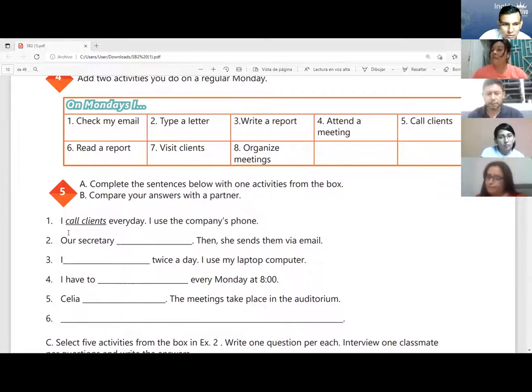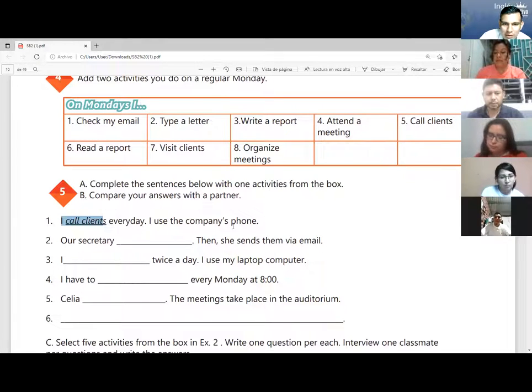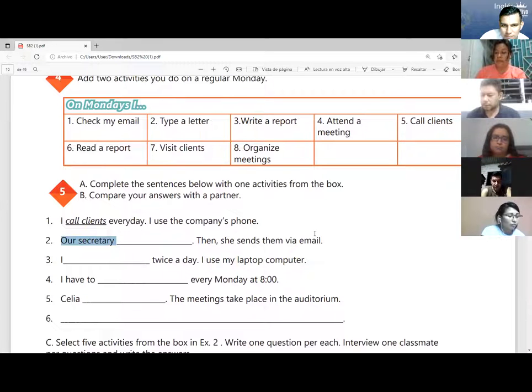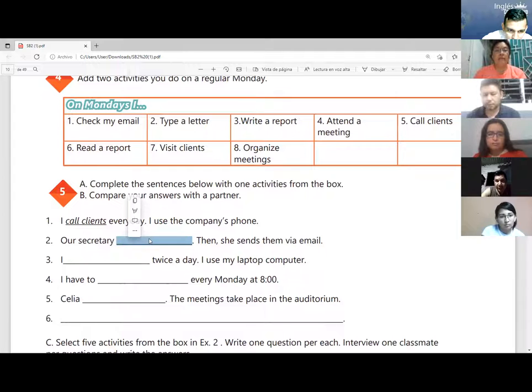Okay, let's start. In the first one, number one, it is I call clients every day. I use my company's phone. Okay, how about number two, our secretary? Then she sent them via email. What do you have in number two? Type a letter. Okay, so our secretary. Yo puse en la opción uno, check my email.